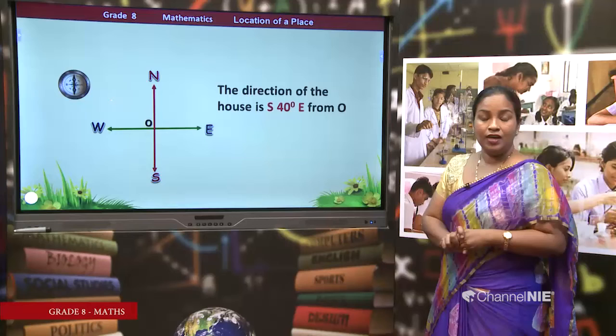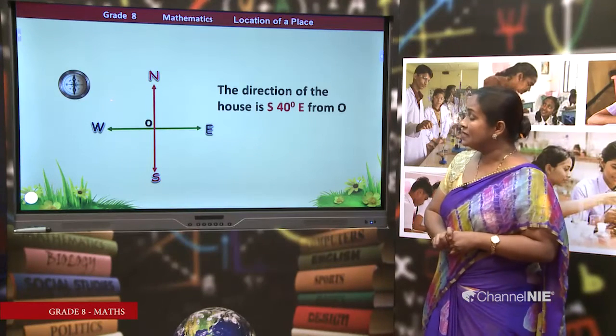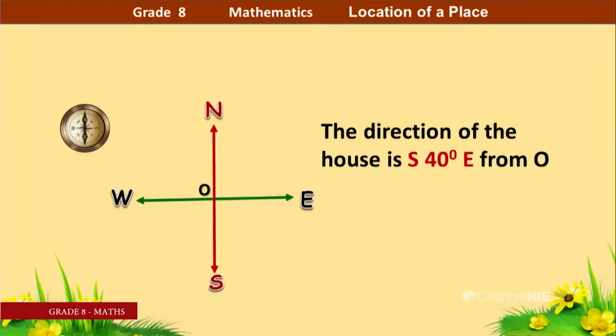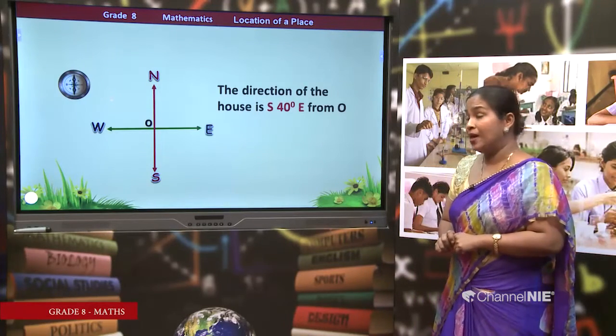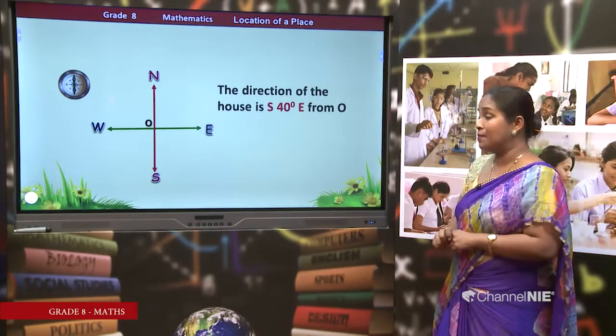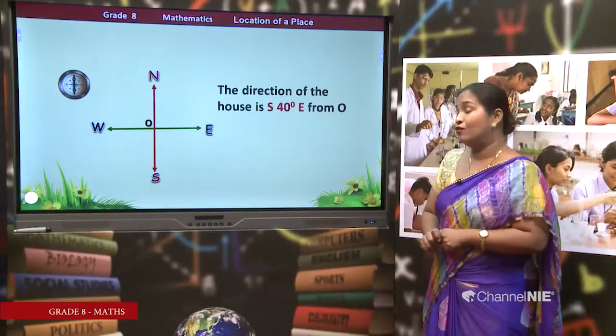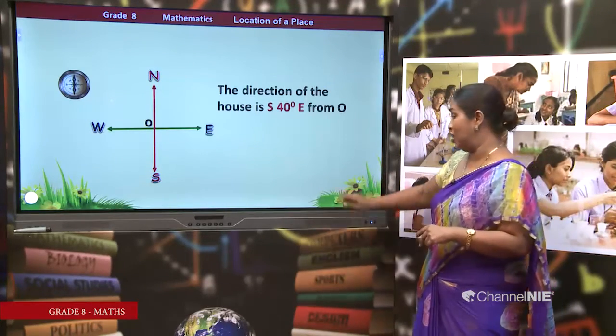Okay. Here we were given a certain direction, and we are going to represent it in a diagram or sketch it out. The direction of the house is capital S 40 degrees, capital E from O. So, the house is seen from the position O. The angle should start from the south direction, to which way? To east. What is the magnitude of the angle? That is 40 degrees. We will try to sketch it out.